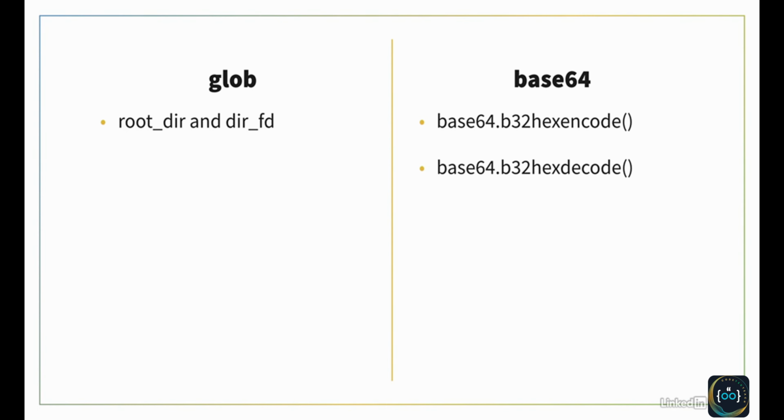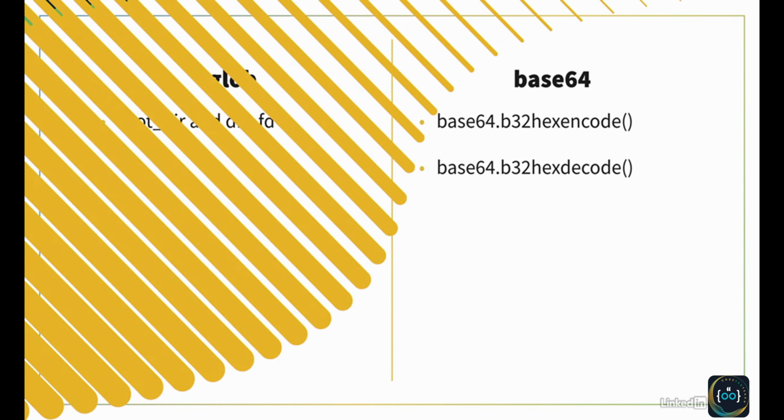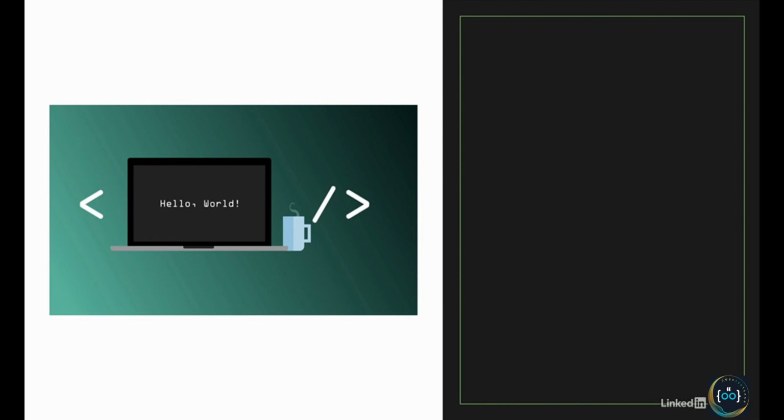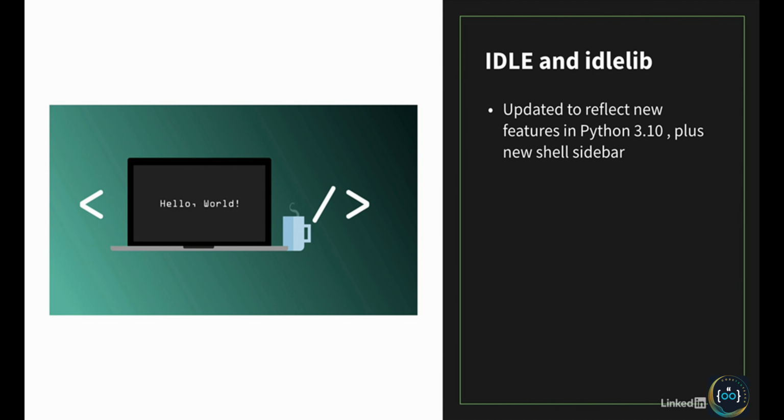Turning to file system traversal now with the glob module, parameters root_dir and dir_fd have been added to the glob and iglob functions. These allow the user to specify the root directory for searching. The IDLE Python shell and its related idlelib have had some updates to reflect the new features in Python 3.10. It's also settling a long-running heated debate amongst Pythonistas by using spaces instead of tabs by default for interactive code. A shell sidebar has also been added to improve developer experience. Exciting times!